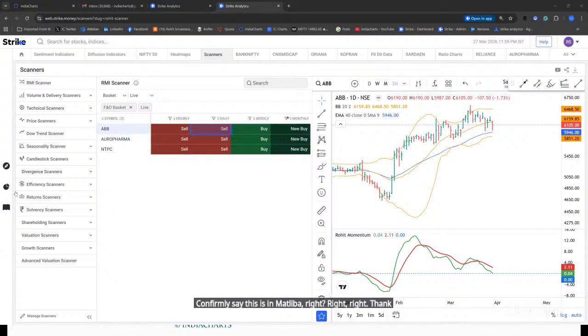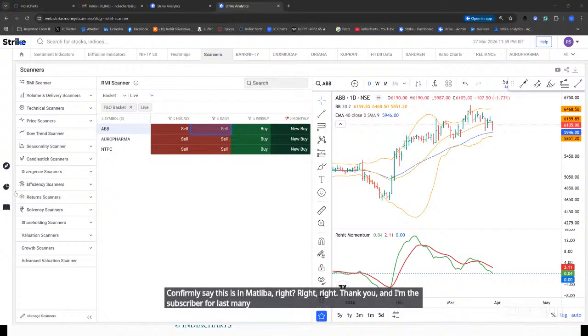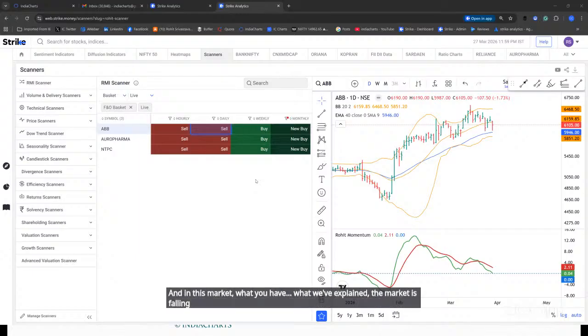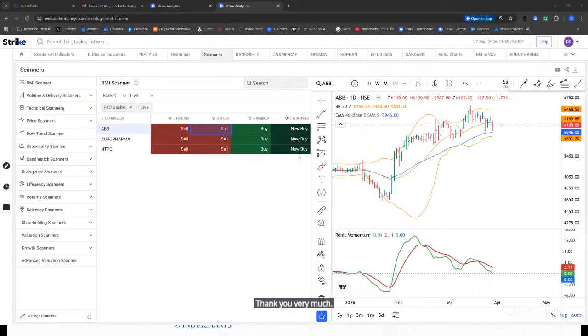And I'm the subscriber for last many years. 2 years back, I have purchased it for 1,500 rupees in holi offer. So thanks for that. And in this market, what we explained, the market is falling. And coupled with ICS, I am also the member. I made money in call options also in both stocks and Nifty only because of this platform coupled with IC. Thank you very much. Thank you, sir. That's lovely. Thank you so much, sir.